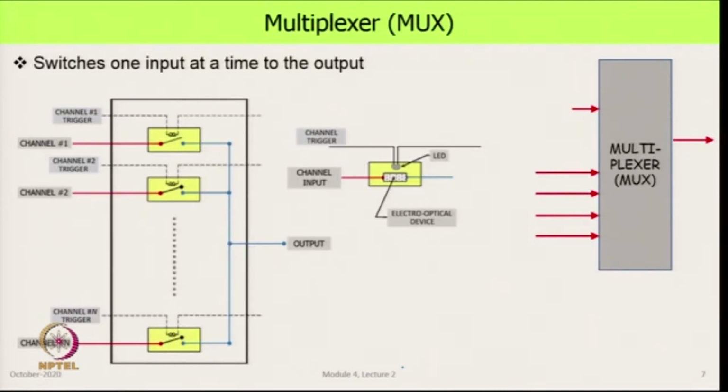Now, we come to the multiplexer. I have shown one picture here, and it is a small little device, the mechanical type of multiplexer, in which there are these little devices, these boxes that I have shown, which are relays.